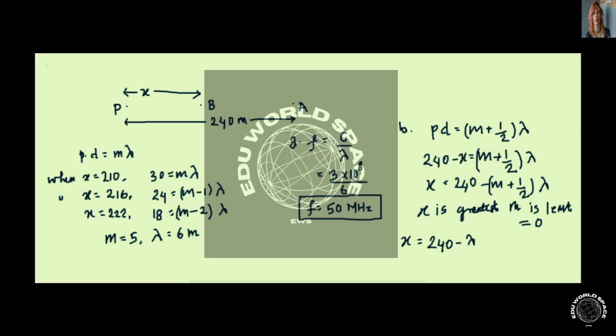So what was lambda? 6, right? So 6 upon 2 is 3. So 240 minus 3 is 237 meters. So we are done with part B of the question. So the location of B should be 237 meters from P, such that the interference is destructive, and we have finished the solution to this.